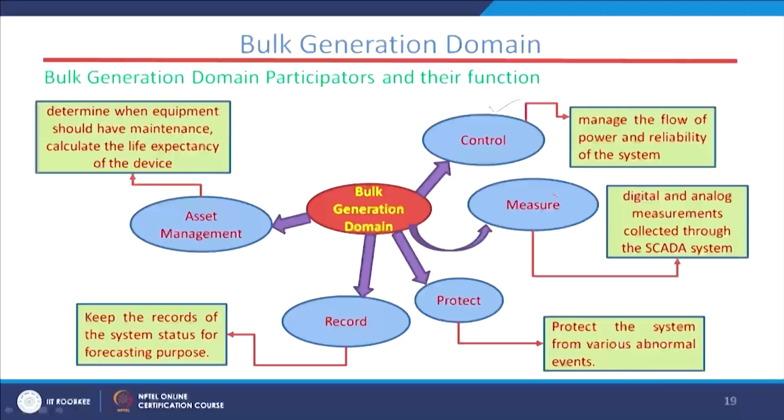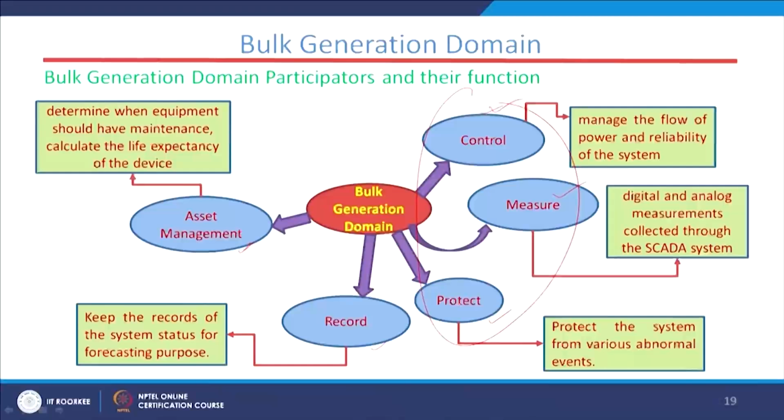And these are the functions of the components of the bulk generation system: control, measure, protect, record and assess management. I will just emphasize three of these. Record is obvious because whatever we are doing we have to record, we have to store the data for future analysis or maybe for present analysis, and also for online challenging tasks. On an online basis we have to take some decisions, and that data will also help us, and similarly the asset management. But of course, the major parts are control, measure and protect. So, these three parts are very, very important.